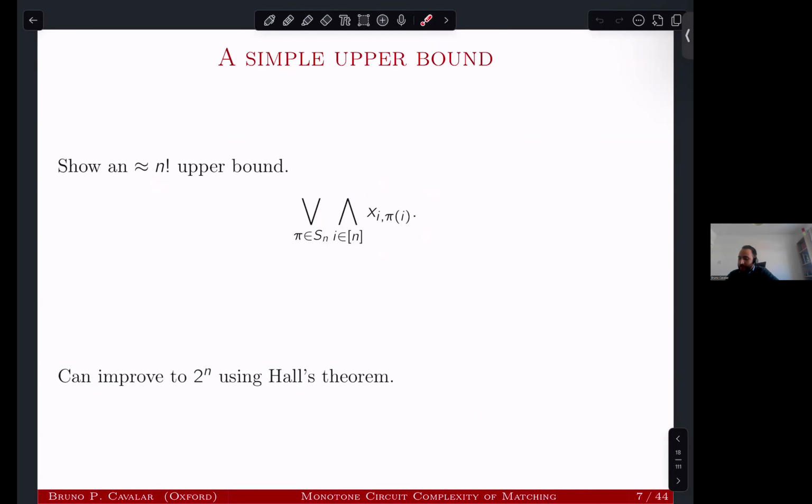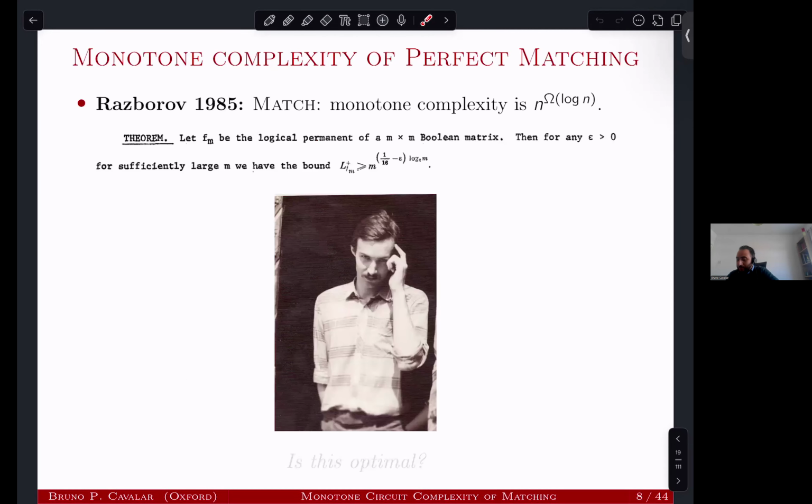Good. And just some observation, can you prove that it should be 2 to the n using Hall's theorem? Okay, so what about lower bounds? So in 1985, Razborov already showed. Is the Hall's theorem thing easy to see, by the way?